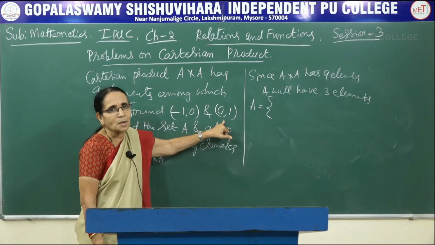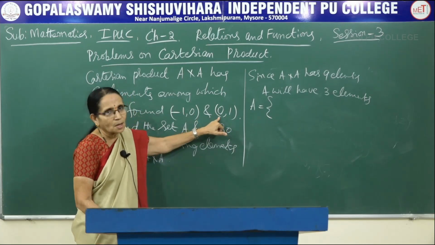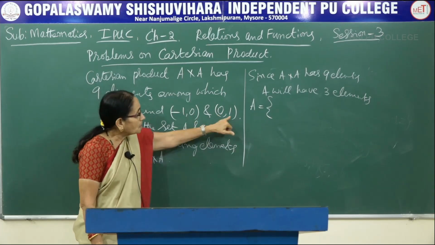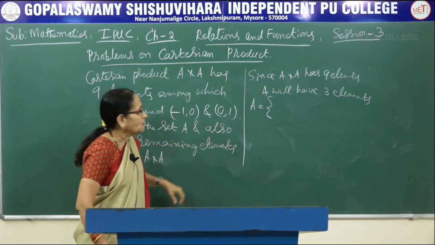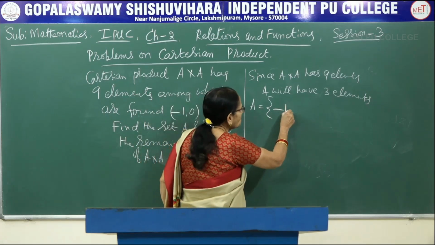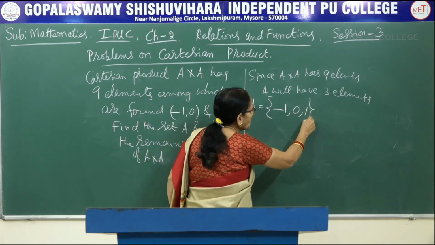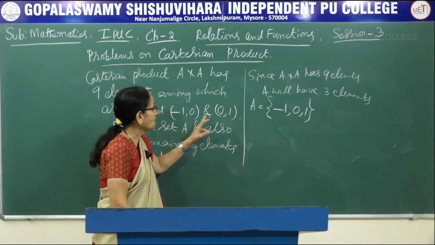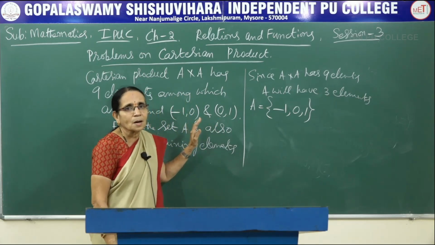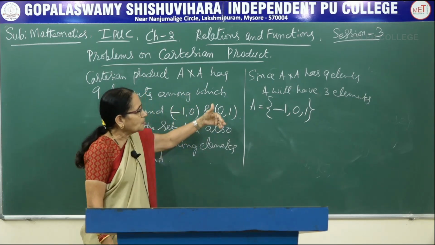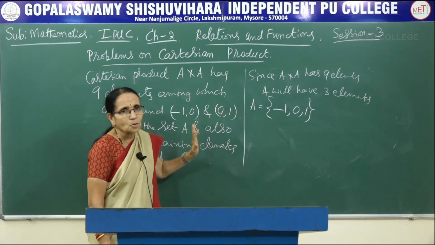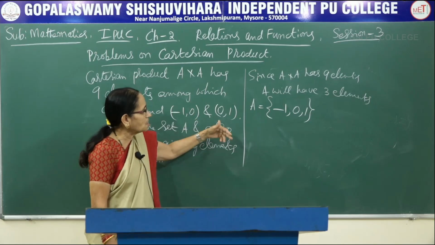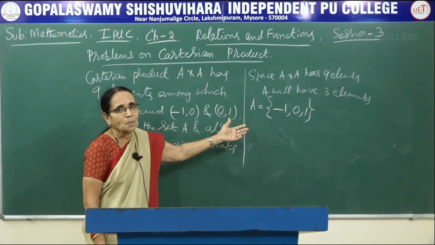Look at the second element. 0 is already there, so that has been taken into consideration. There is one more number. So totally 1, 2 and 3. So you can write it is -1, 0, 1. Now these are the elements. That is why these elements have been given. Looking at the elements of A cross A, we can write the elements of A. It is -1, 0 as well as 1. These two give us an idea what would be the exact elements of A.